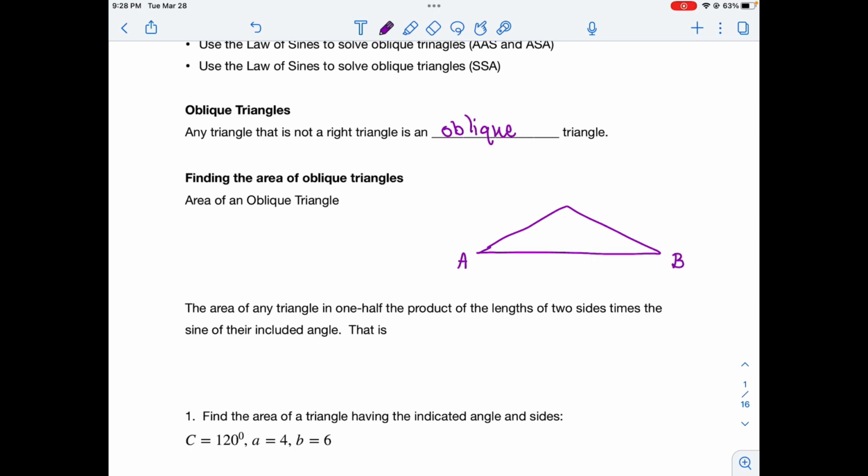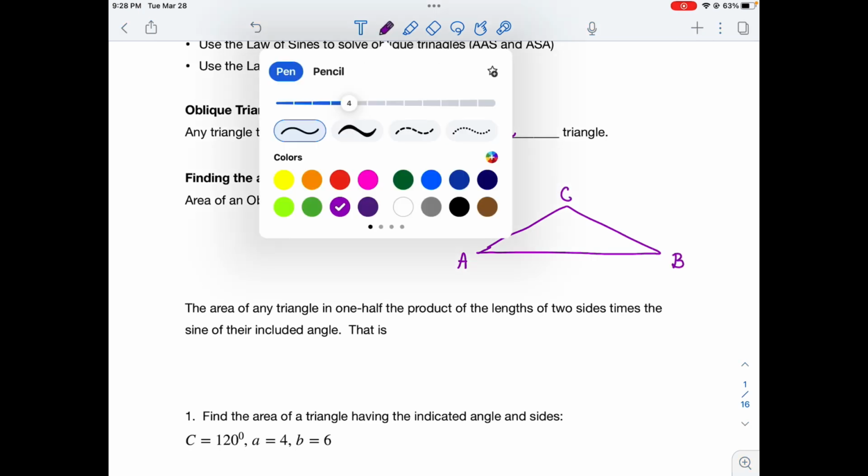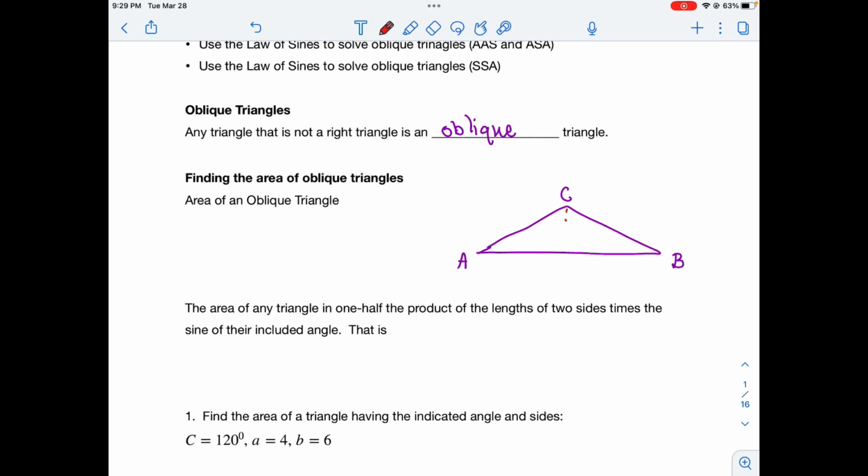Now in the past, how we found the area of a triangle is it's going to be equal to 1/2 base times height. Well, the height of the triangle is going to be this distance here, which I'll label H. And our side opposite angle A is little a, side opposite angle B is little b, side opposite angle C is little c. In this example, our base of our triangle would be side c.